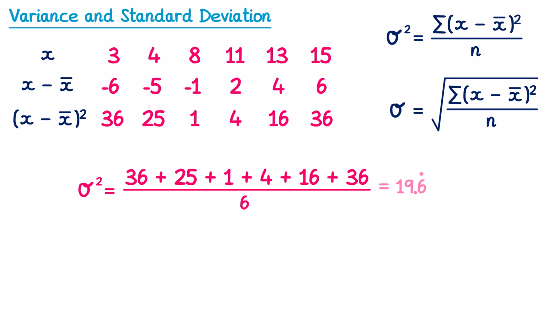If you type this into your calculator, you'll get 19.6 recurring. Then to work out the standard deviation, sigma, we just square root the variance, so the square root of 19.6 recurring, which will give you 4.4347 and so on.